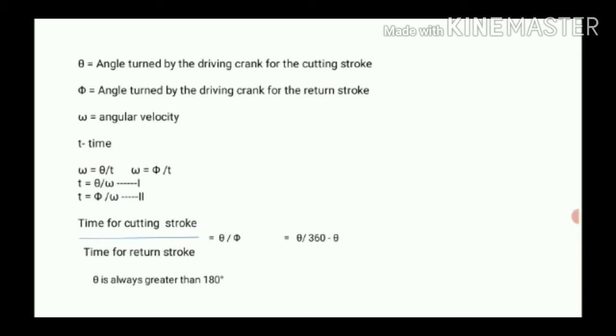Therefore, that ratio is always greater than 1, because the time for the cutting stroke is always greater than the time for the return stroke, because the return stroke is an idle stroke. So from this geometry of the mechanism, we can say that this is a quick return mechanism, because the return stroke has a quick motion as compared to the cutting stroke.